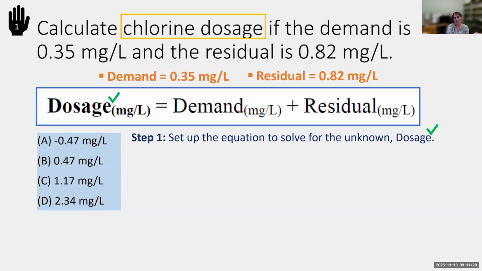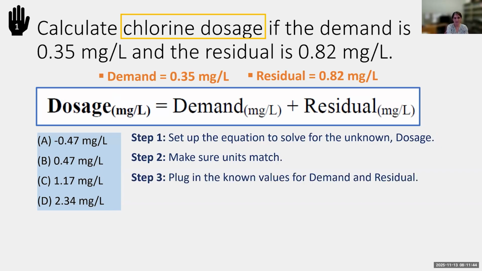Well, if we look, the equation is already set up to calculate dosage, so we don't need to do any rearranging. We can move on to step 2. For step 2, we're going to make sure that our units match. So we're given demand in milligrams per liter, which matches what we want in the equation. And we have residual in milligrams per liter, which also matches the equation. So our units are good, so we can move on to step 3.